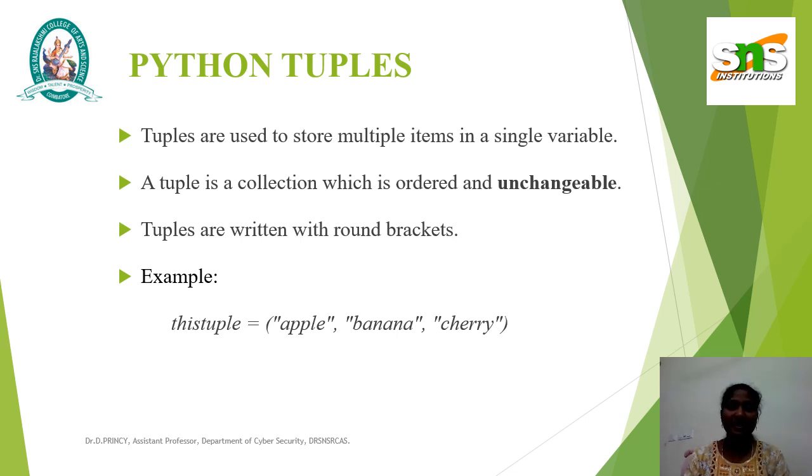For example, I'm creating a tuple named this tuple, equal to a list of items enclosed within the parentheses, which makes the tuple: apple, banana, cherry. All three items are strings, so that is why they are enclosed with double quotation marks, and the items in the tuple are separated by commas.